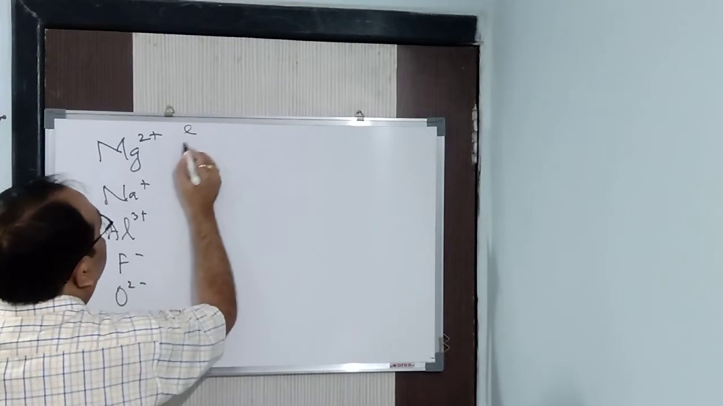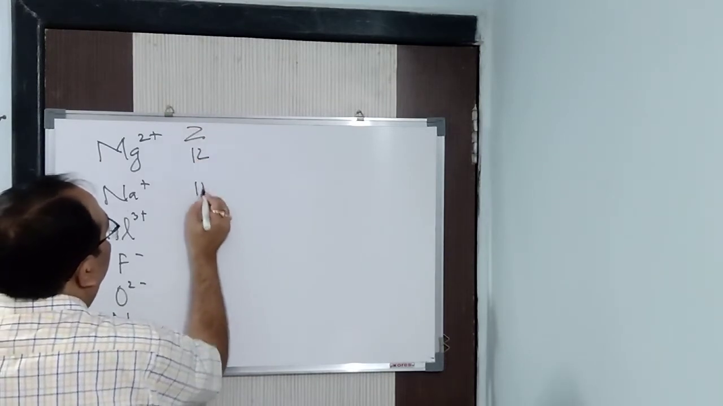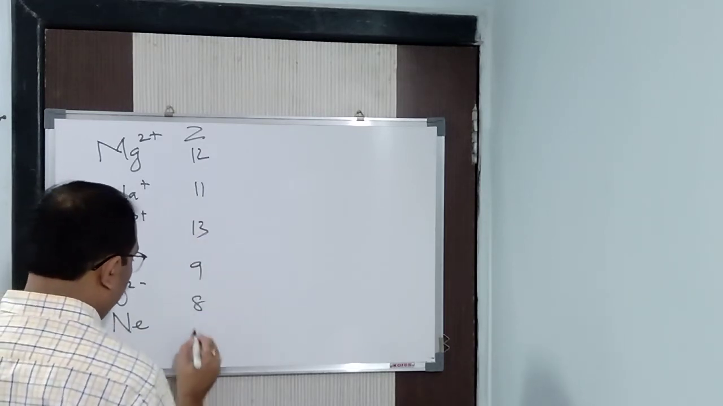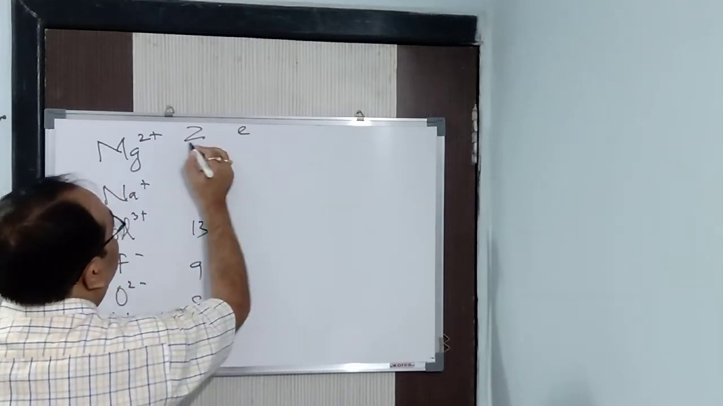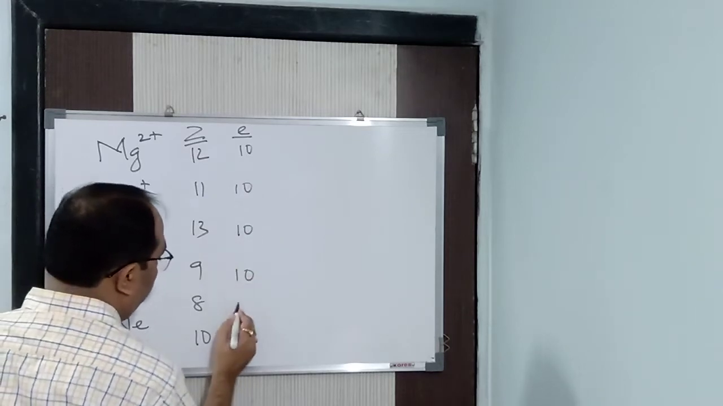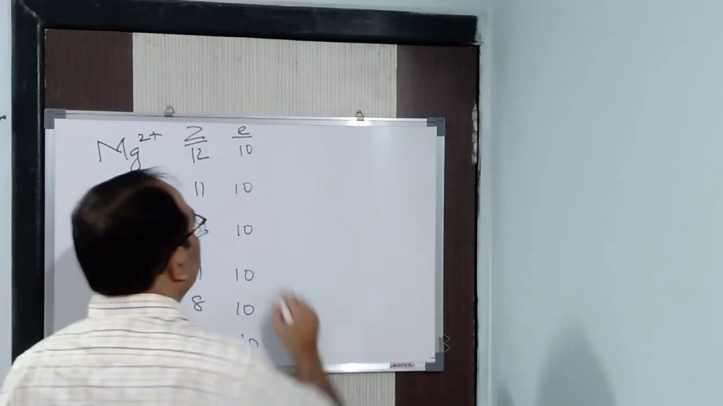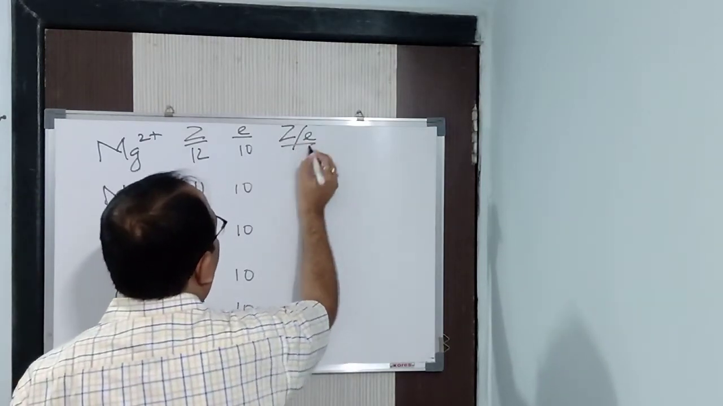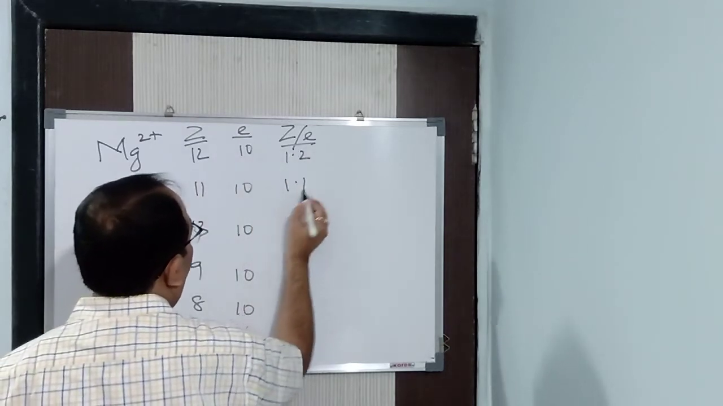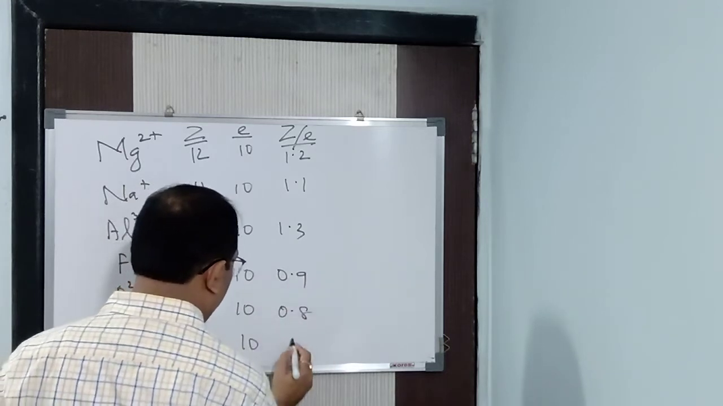So let me write first Z. Z is here 12, here 11, here it is 13, here it is 9, here it is 8 and here it is 10. And E, the value of E is same because isoelectronic means it has got the same number of electrons. Fine. Now, to find out the atomic size, what I need to do? I need to find the value of Z by E. So 12 by 10, 1.2. It is 1.1. It is 1.3. It is 9 by 10, 0.9, 0.8 and it is 1.